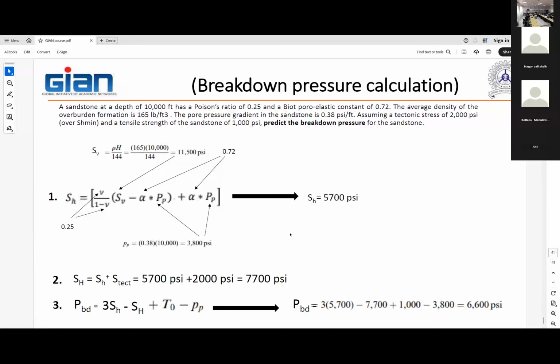If not, then I have some questions. My first question is, what are the three hydraulic fracturing propagation models? Is anybody hearing or no? Yes, sir, we are hearing. So what are the three hydraulic fracturing propagation models?